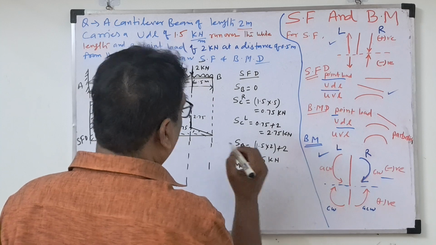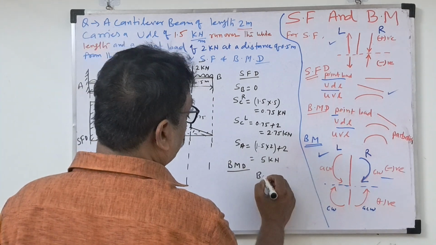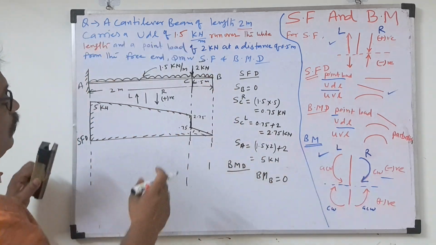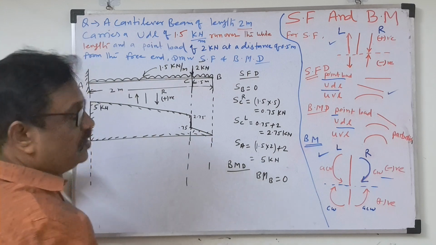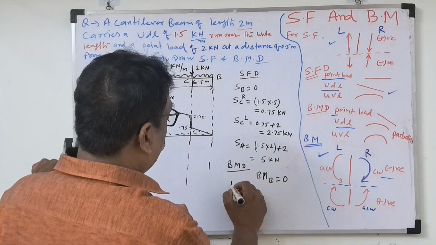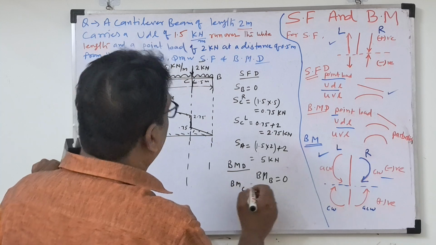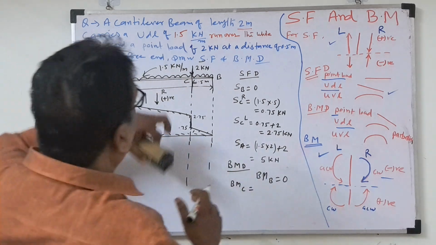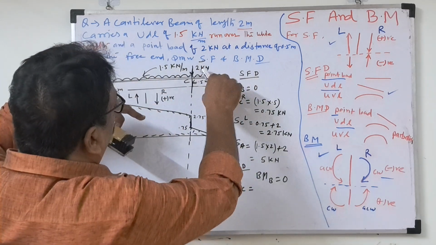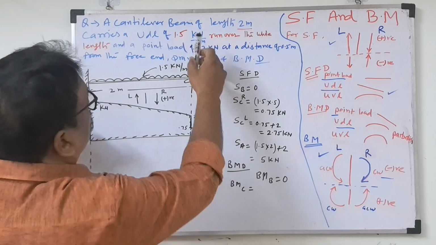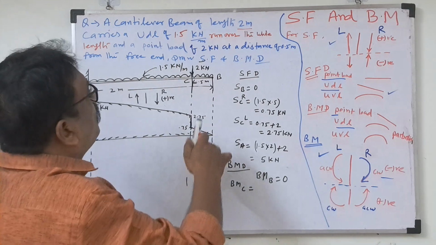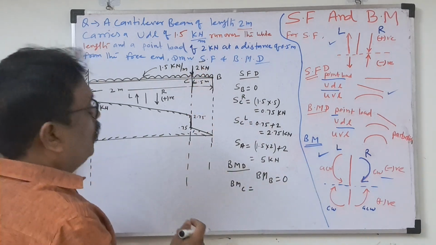Bending moment diagram calculation. So bending moment at B will be 0 because no force is acting after B. Force into perpendicular distance is moment, but at point B there is no load. So bending moment at B is 0. Now if we take bending moment at C, the 2 kilonewton force is acting at point C, so it will not come because we are taking moments about C. So the 2 kilonewton moment will not come.